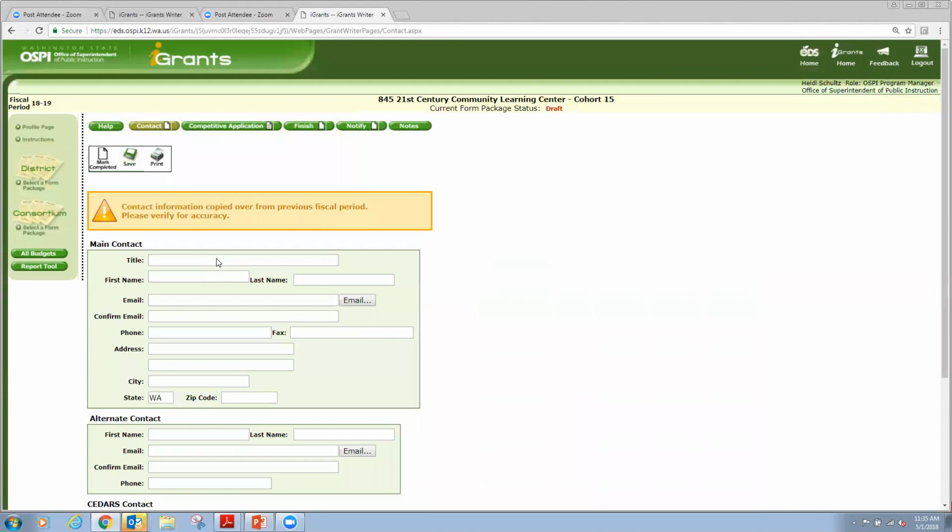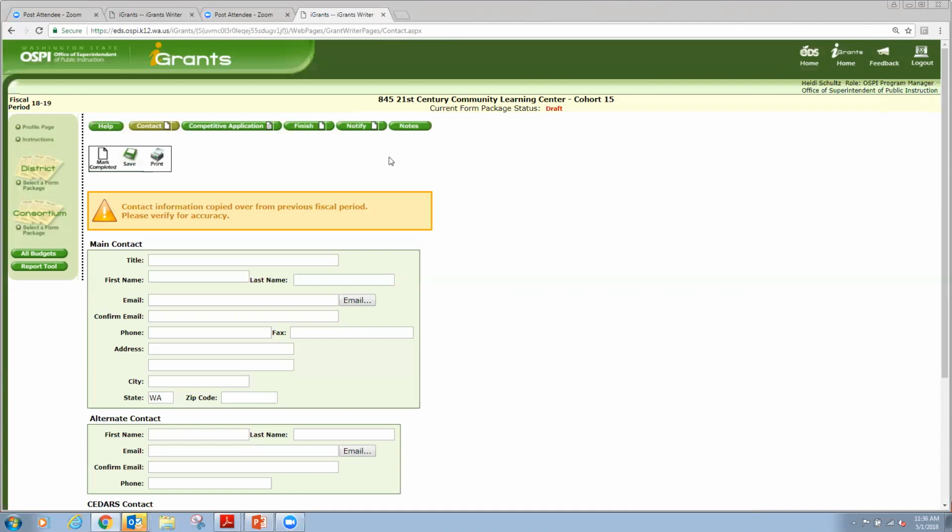This is the first page that you will come to. It's really important that you search up here in the left-hand corner for the 18-19 fiscal period. And then you'll want to plug in form package number 845, which will bring up 21st Century Community Learning Centers Cohort 15. And that's the package that you're going to want to do all your application work in. And it's really the only package that's available in 18-19 right now.